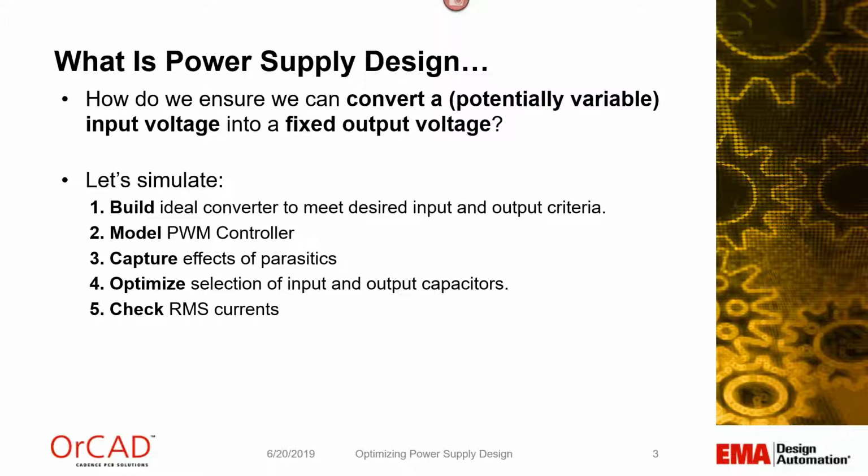So what we're going to do in our flow today, we're going to start with a very ideal converter just to see that we meet the desired input and output criteria. And then we're going to add on some of the effects of our switching controller and then the effects of our parasitics on our converter, and then talk about how we can optimize that component selection process. Now that we're aware of our parasitics, we want to see how our input and output capacitors and inductors are affected by tolerances or changes in our build. So once we've done that, we can check for the power dissipation using our root mean squared measurements of our currents in our design, and then use that to find out the amount of heat our power supply would generate.